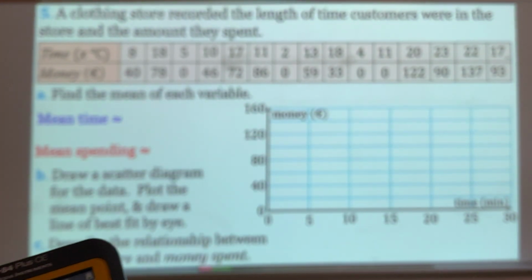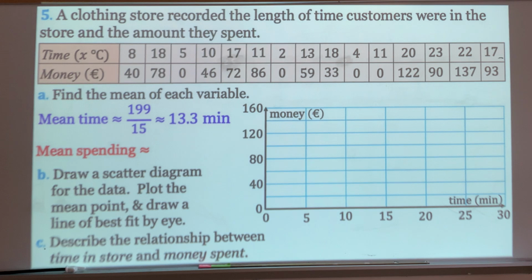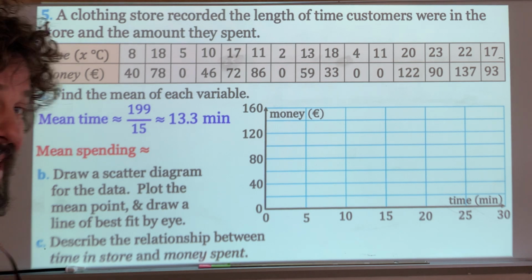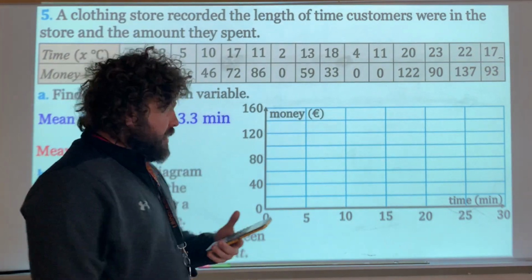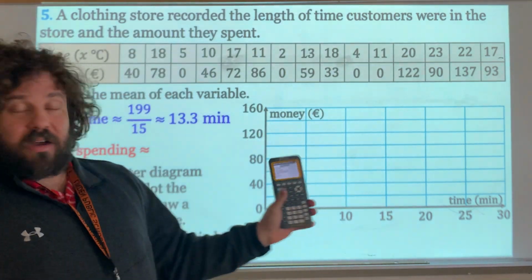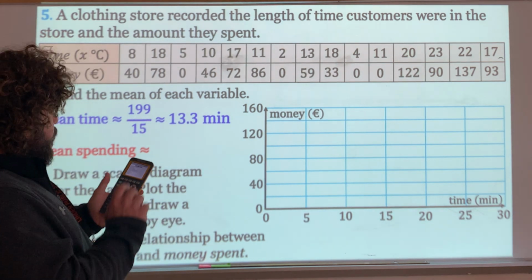Now, you could do this without using the calculator. If you want, you can just add up all the numbers and divide by 15. If you add them all together, you get 199, divided by 15 is 13.3 minutes. Either way gets you the answer. I personally prefer using a calculator. If you want to add all these together, be my guest, because we're going to have to type them in our calculator anyway to find our regression relationship. Mean spending.